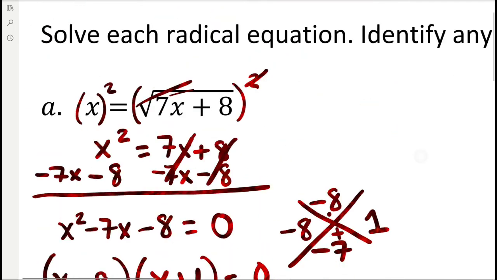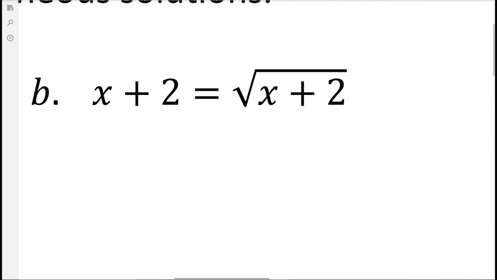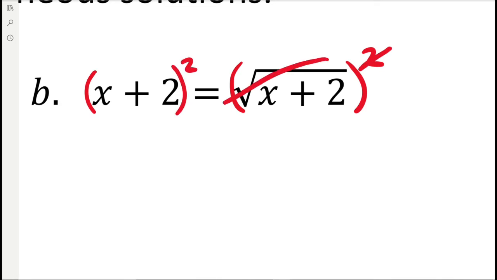All right, let's look at the next problem. We got a radical and it's already isolated, so there's no need to do anything to it. So next we're going to go ahead and get rid of the radical. We're going to square both sides to get rid of the square root. So we have x plus 2 on the right hand side equals x plus 2 squared.